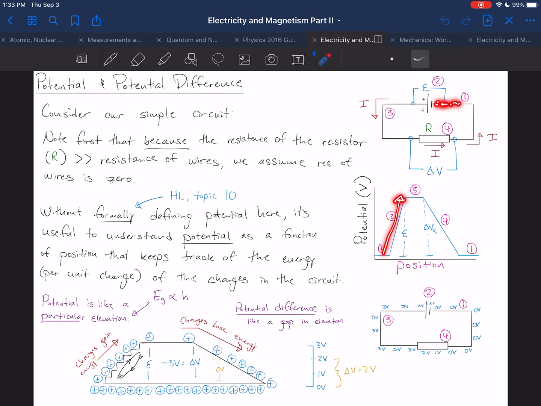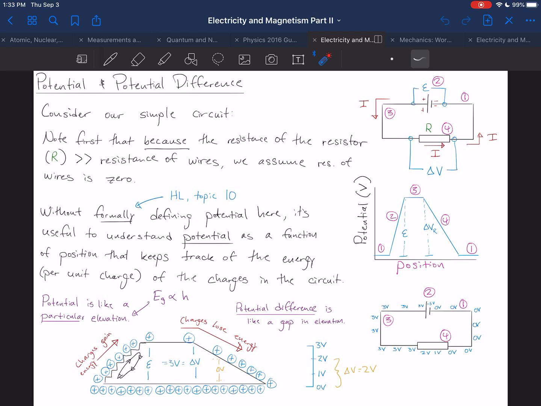I gain energy. And then I stay flat for a little while, I'm in the wire itself. And then I lose energy down our slope here through the resistor. And then I'm at that same elevation again. And you can see why the potential difference and the EMF have to be the same.